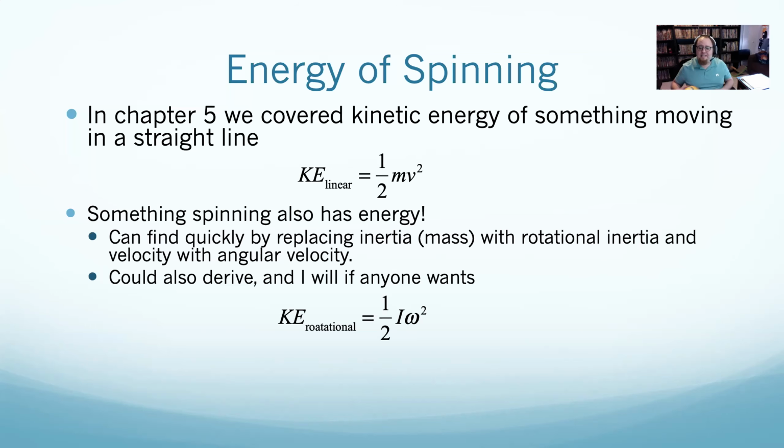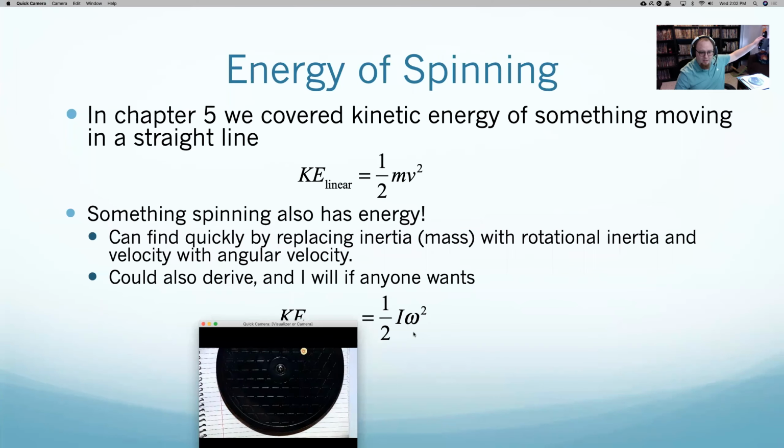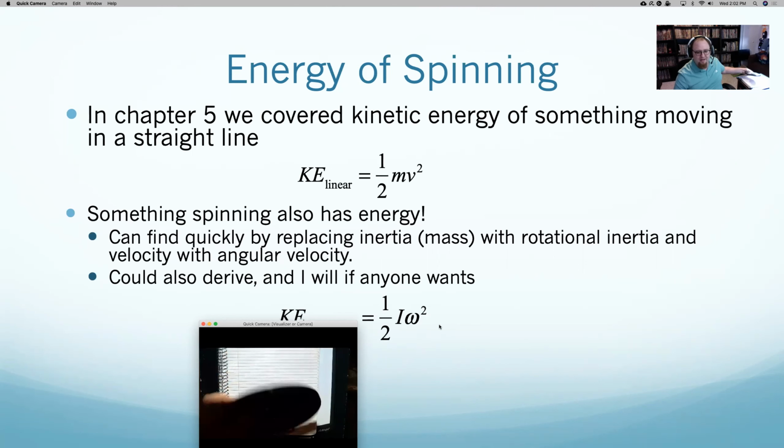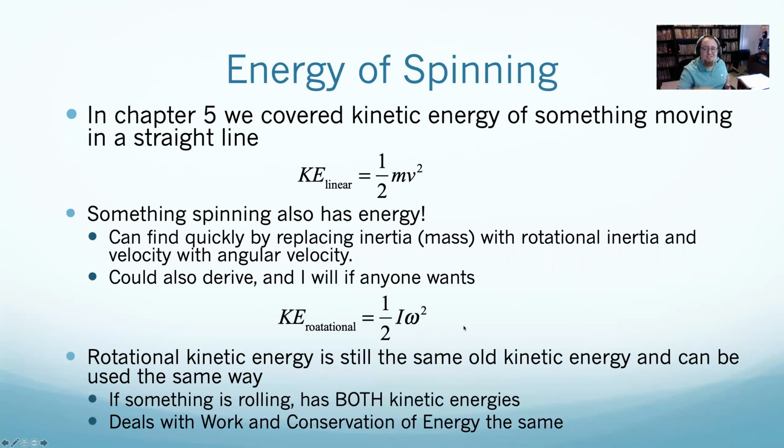The general idea is, if something is moving in a circle, if I push on this and make it spin, I'm giving it kinetic energy. That kinetic energy will follow 1/2 the moment of inertia, in this case that of a solid disk, times omega squared, how fast it's moving angular velocity wise. Rotational kinetic energy is the same kinetic energy as linear. All of the equations we did with conservation of energy still work. We should have had two terms for kinetic energy, not just one.